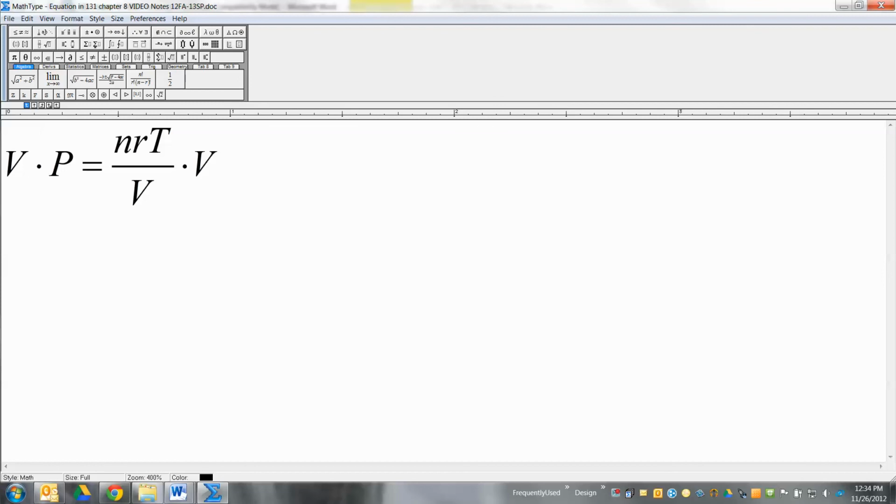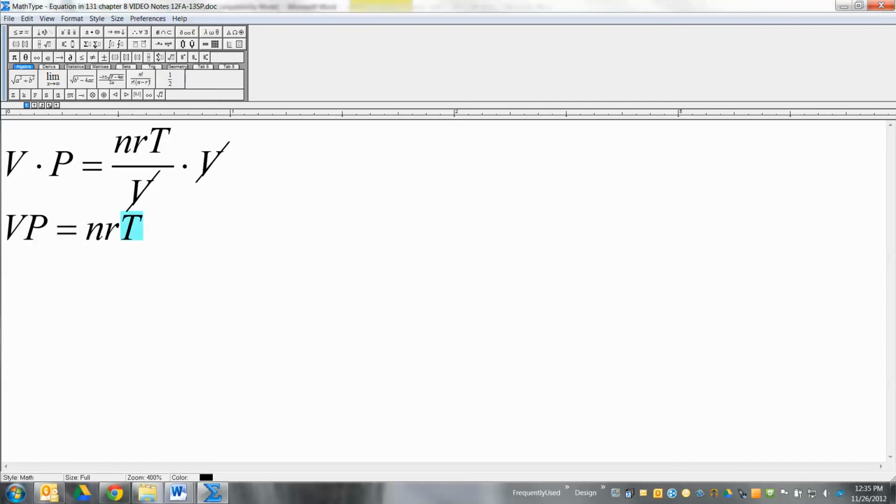Okay. Now what happens over here? If you multiply by v, then the v in the numerator up here and the v in the denominator down here, when you divide v over v like that, what happens? It cancels, right? It divides, right? V over v divides to 1. So that part's gone. So now over on the left you have Vp equals nRt.